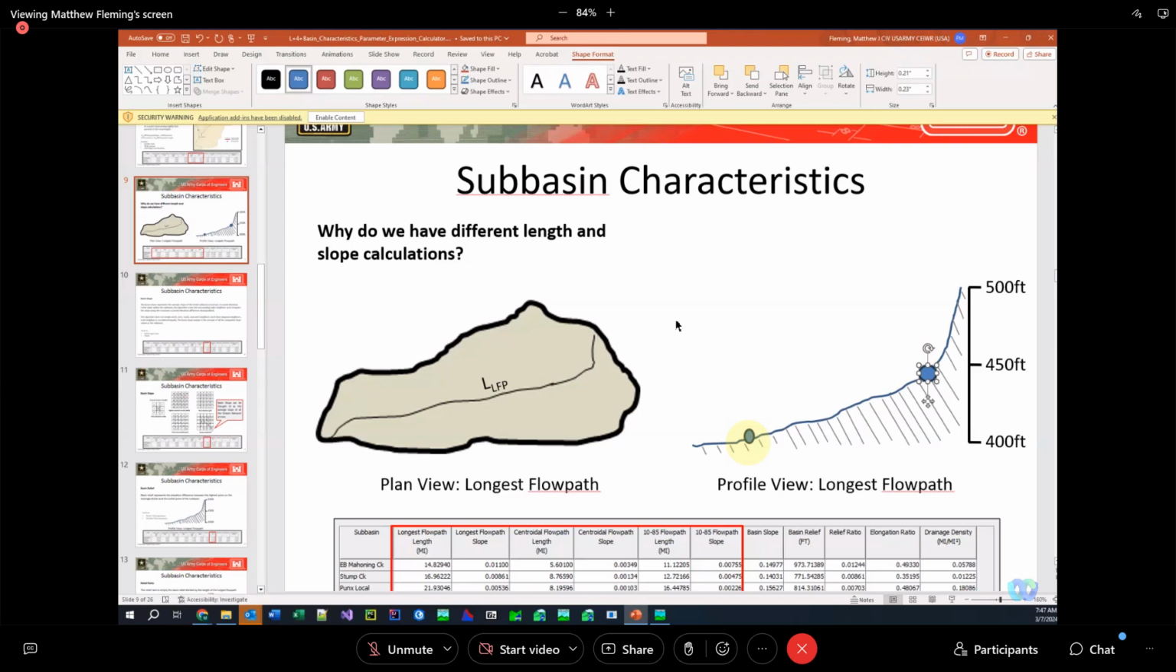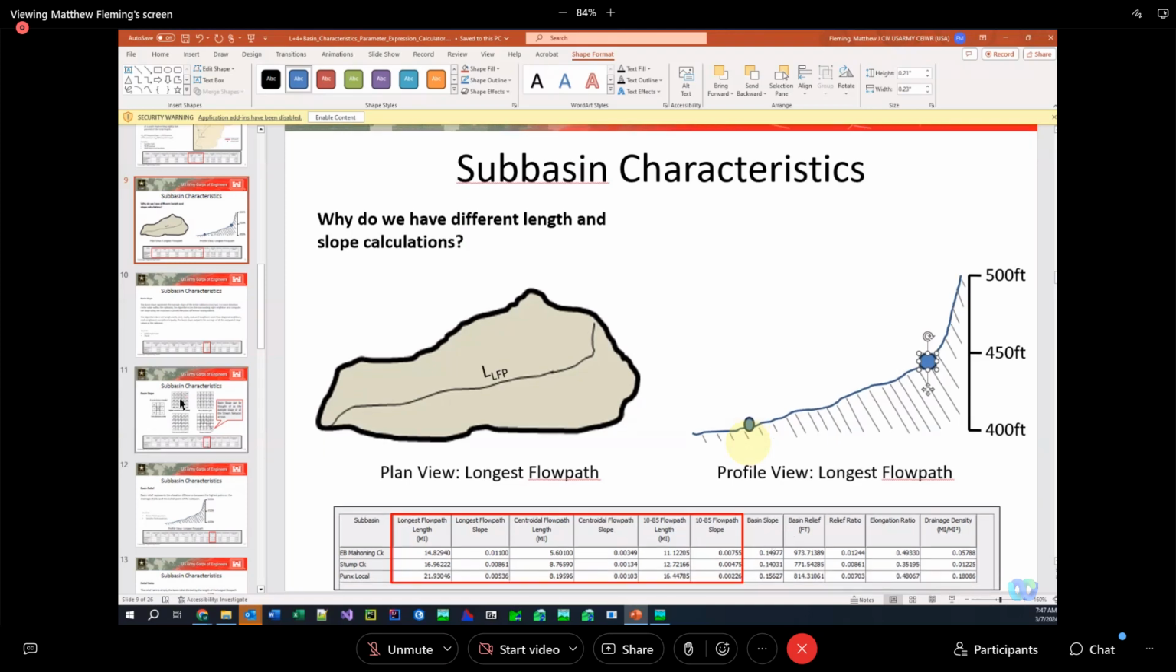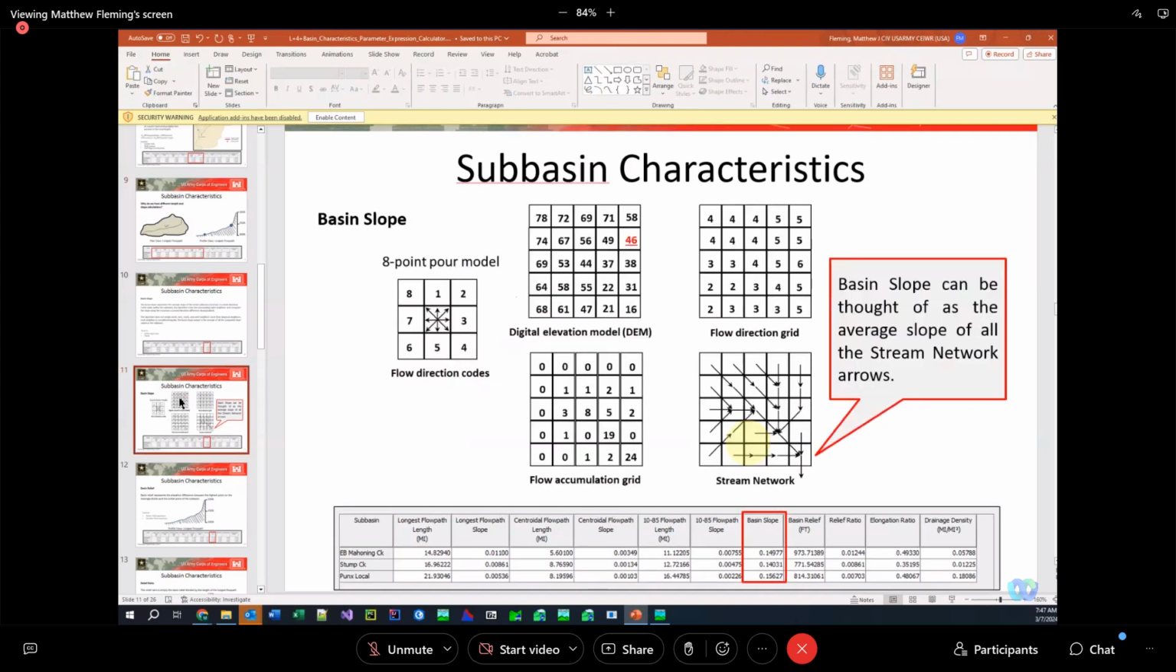Other characteristics that we have, basin slope. There's a nice slide here that helps us come up with basin slope. That's the slope of every grid cell to the next grid cell where water flows, averaged across the subbasin. So that's how the basin slope is computed. So think of it as an average slope from all the grid cells in that subbasin.